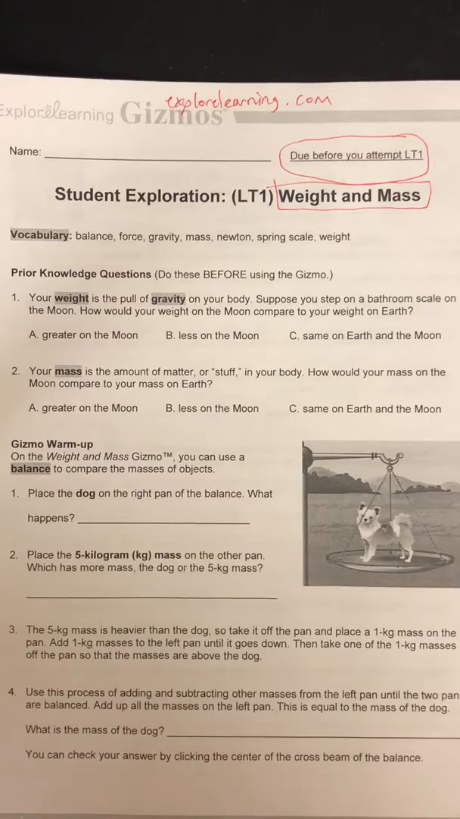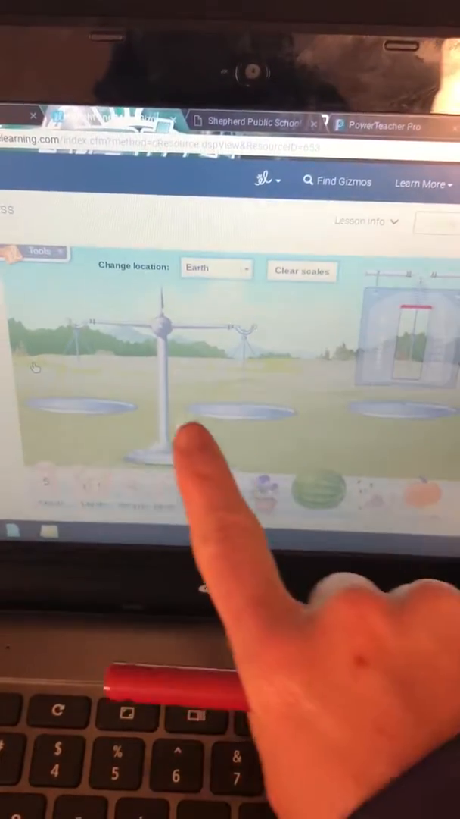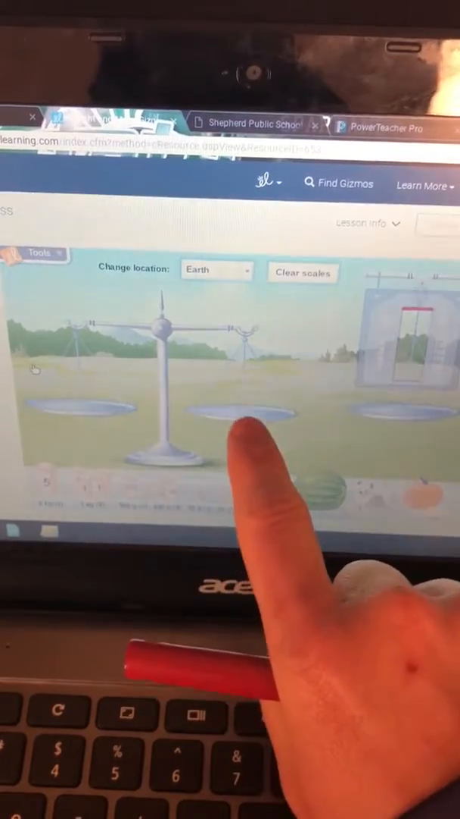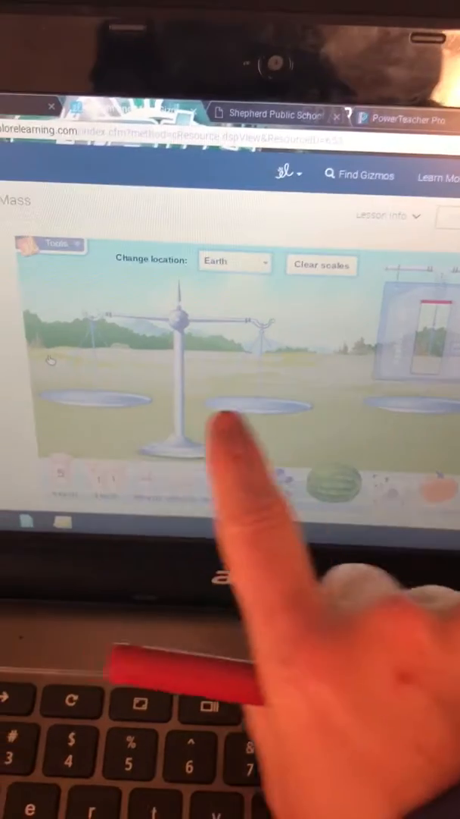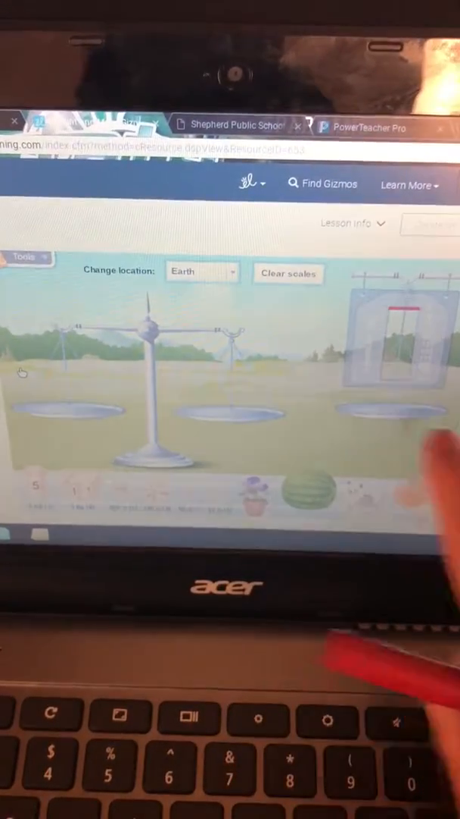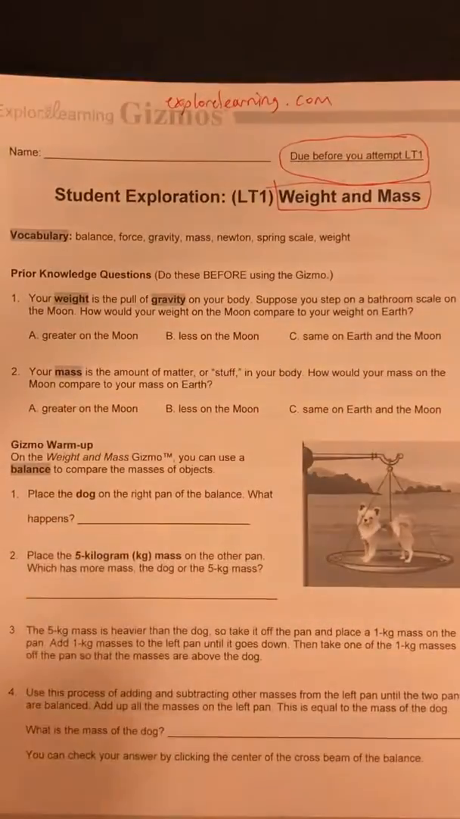So you're gonna put the dog on the pan, okay? On the balance, not on the spring scale. There is a difference, and it will mess you up if you don't see the difference. This is the balance, so put the dog there. This measures weight. That is a spring scale. Balance, spring scale. Okay, make sure you got the difference between those two.